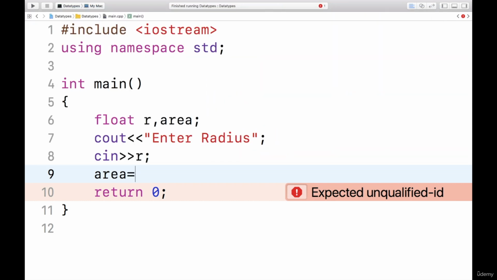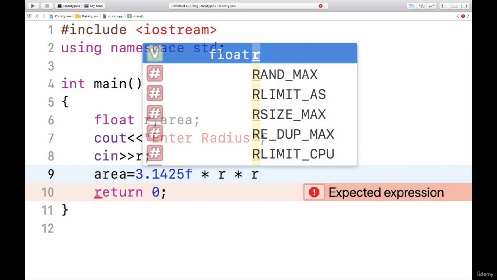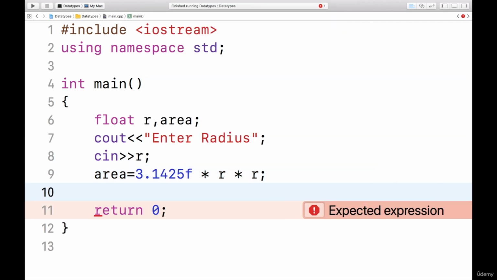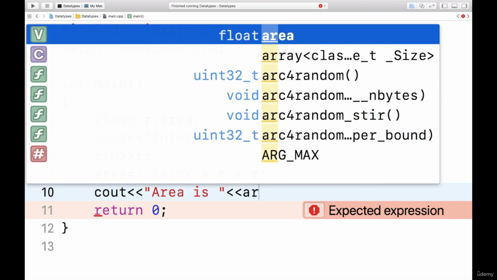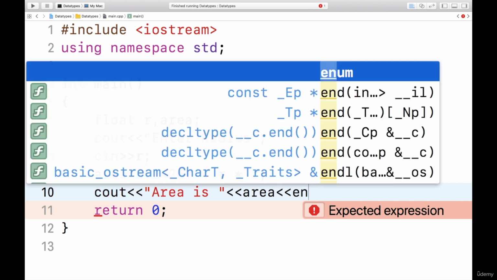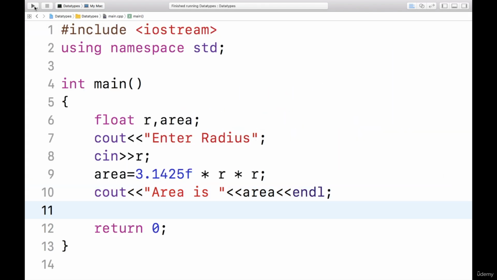Area is 3.1425f, this is the float value, multiplied by radius and again radius, that is radius square. Then cout, area is, area variable and endl. Let us run the program and see.